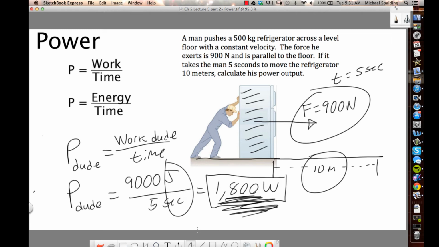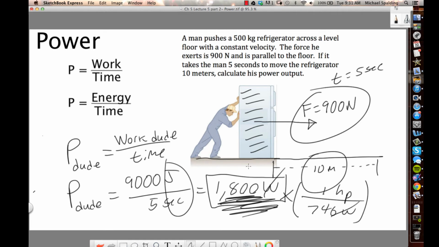How many horsepower would that be? How would you convert this to horsepower? 746 watts is 1 horsepower, so you can figure out how many horses. He's got like 2 point something horsepower. What's the difference between that guy and a horse? A horse could do it all day long, whereas a human being could maybe crank it out for like 5 seconds.